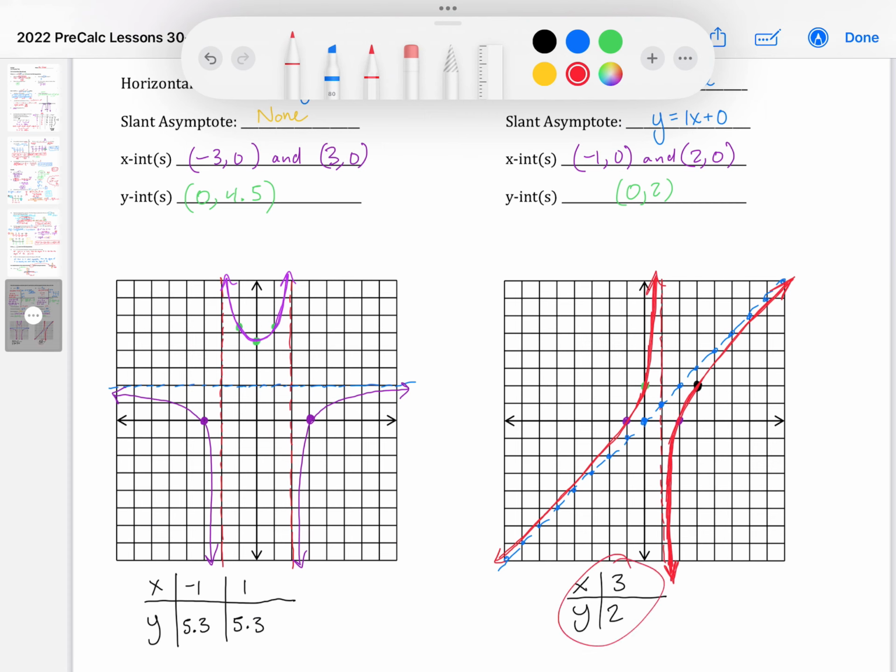Did I really need to do this? Probably not. I could have probably gotten away without it. But if you're ever unsure of where the graph is living, you can make as many values of a table as you want to get a better idea of what it looks like.